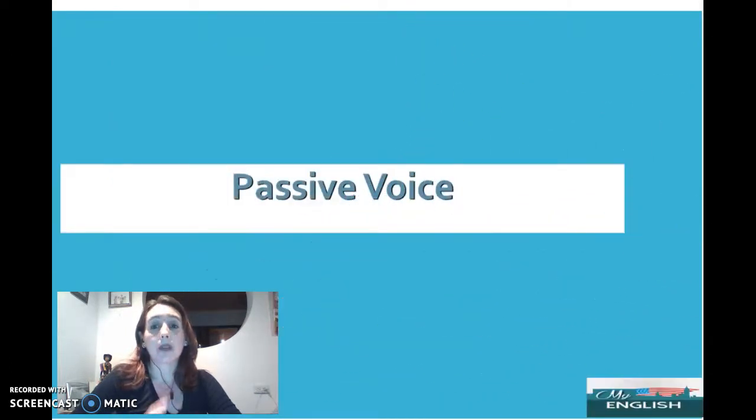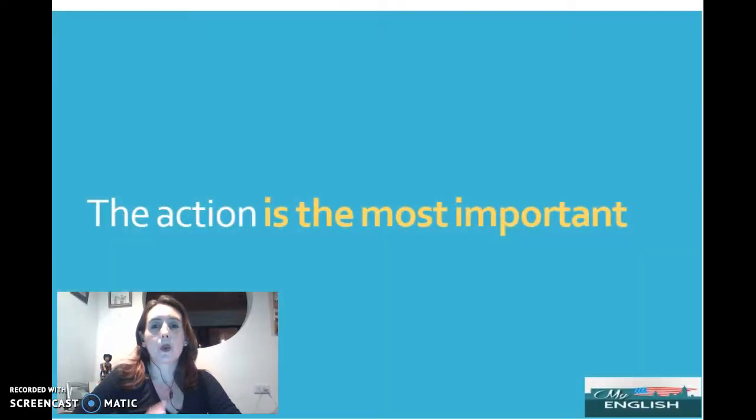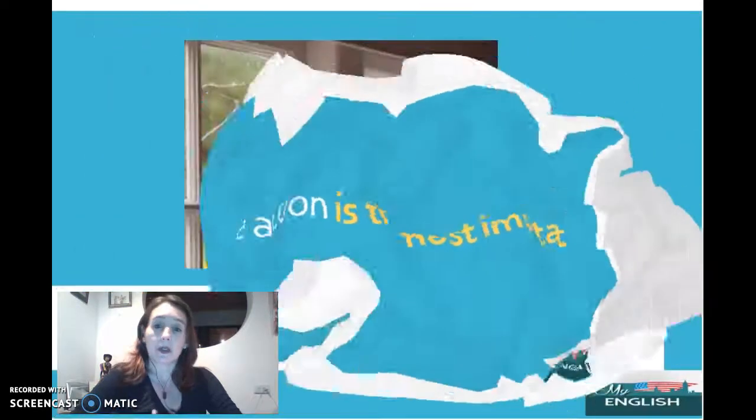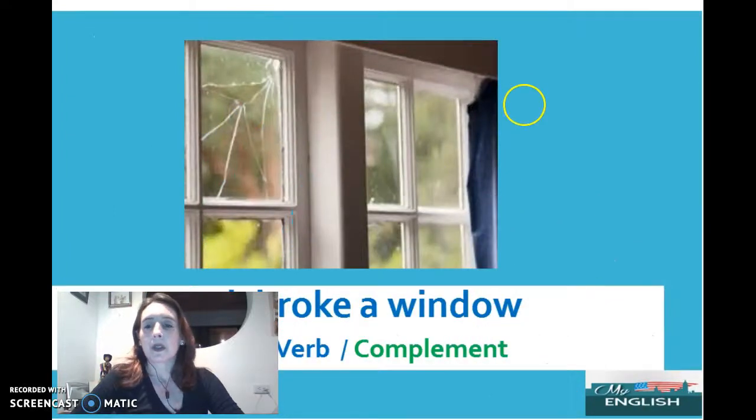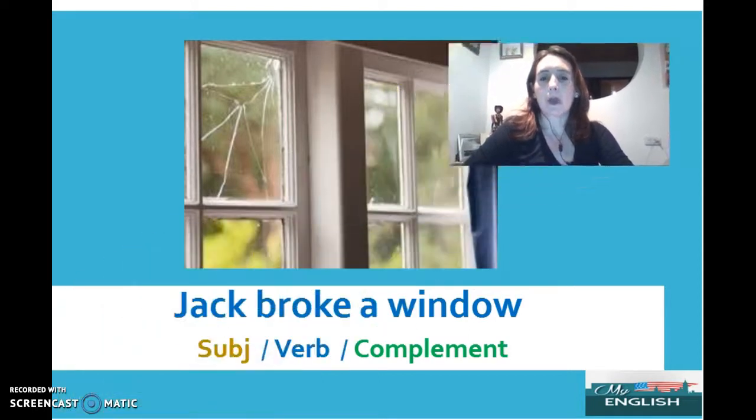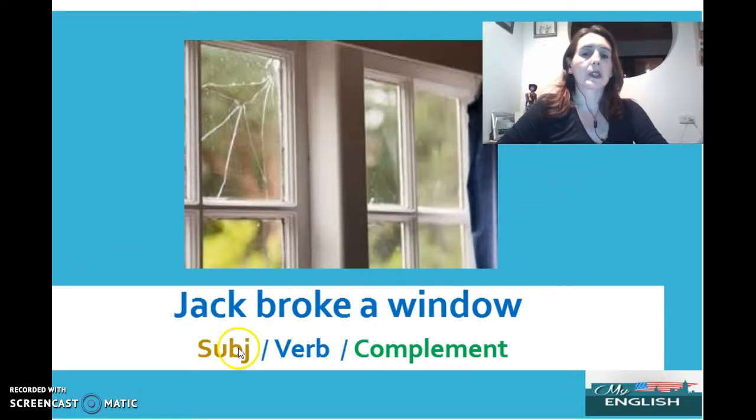Now, when we have the passive voice, the most important thing is going to be the action. The action becomes number one for me and for the sentence that I want to write or that I want to say. For example, in this sentence, we say, Jack broke a window. So we say that we have a subject, a verb, and a complement. In this case, the sentence is in simple past tense.